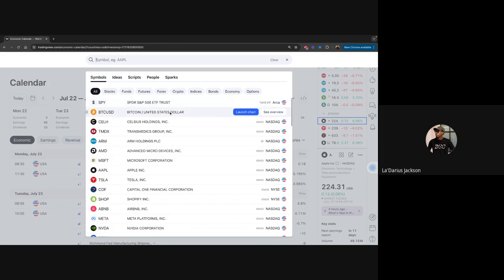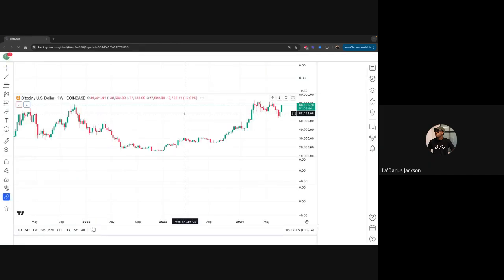I want to look at Bitcoin. The reason why I want to look at Bitcoin is because, again, we just talked about how Biden stepping down from the race for president is going to impact the different markets, also the different sectors. So let's look at Bitcoin.